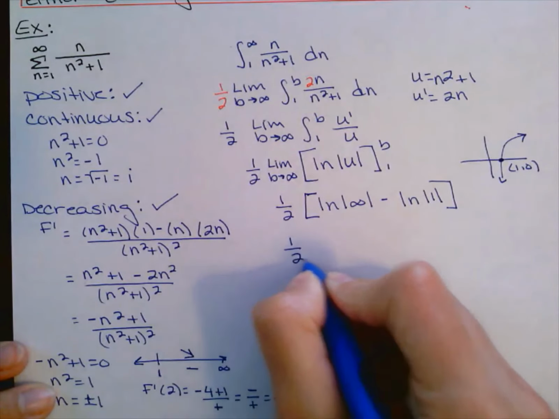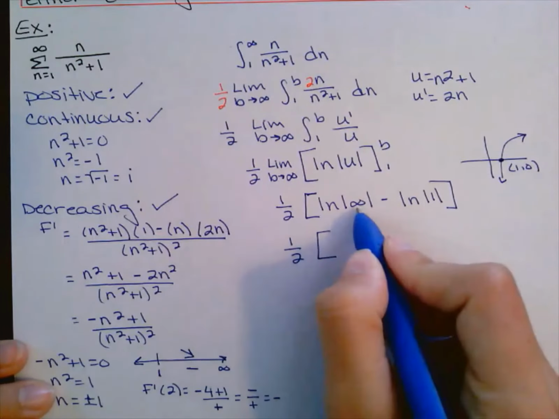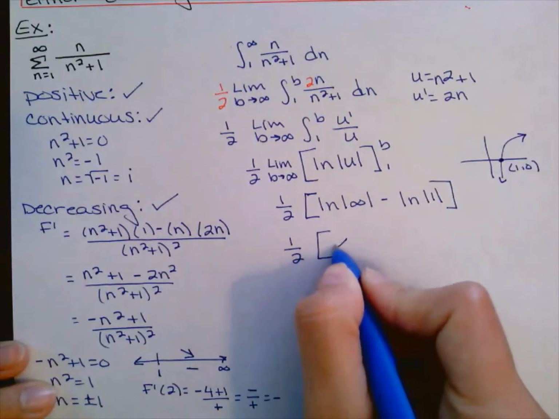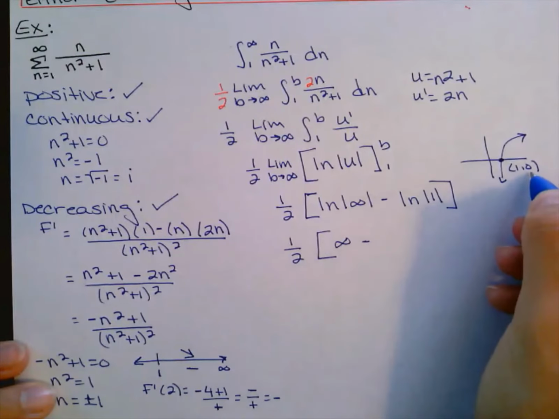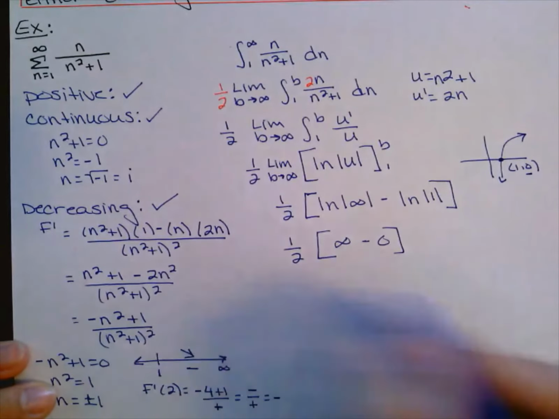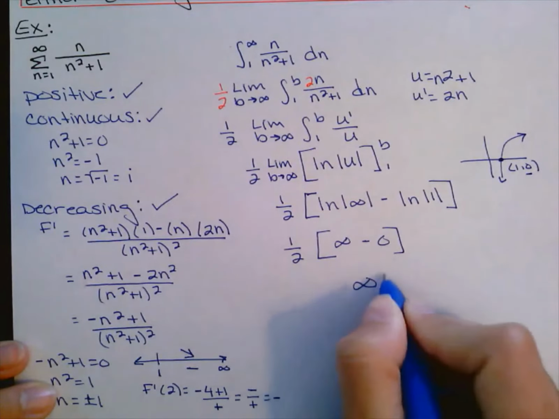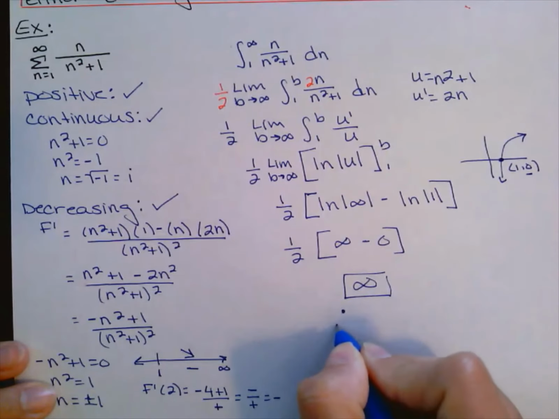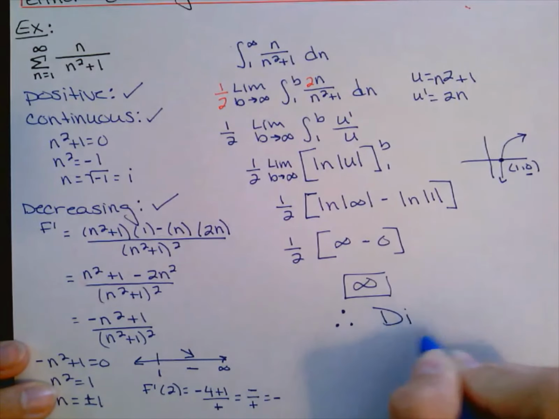So I have half times ln of infinity is infinity, minus ln of 1 we said was 0. Infinity minus 0 is infinity, and half times infinity is infinity. Therefore, this diverges.